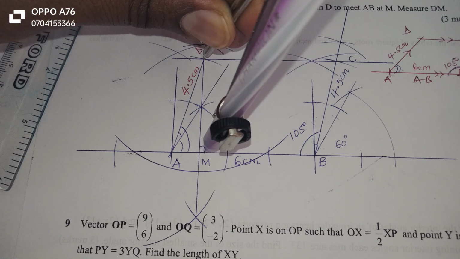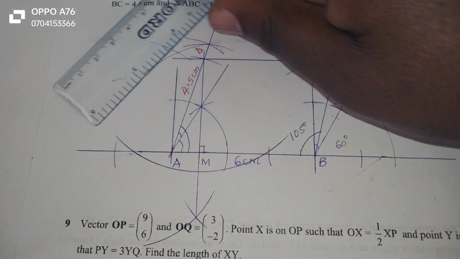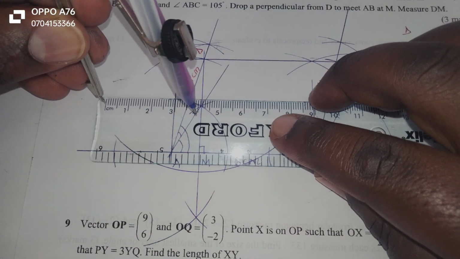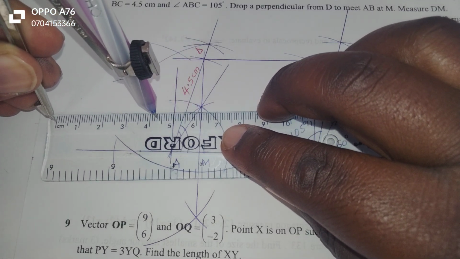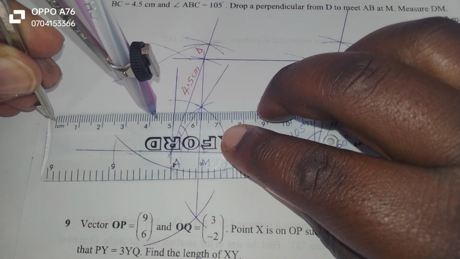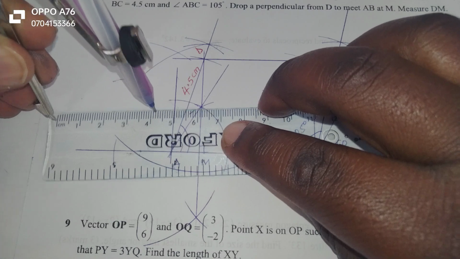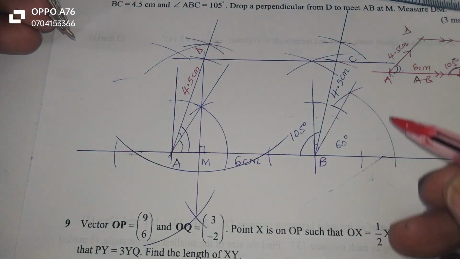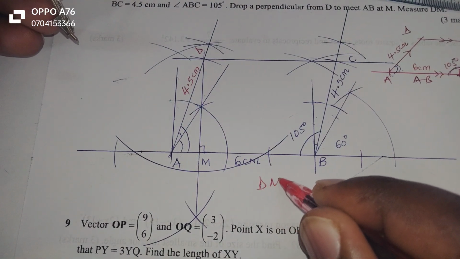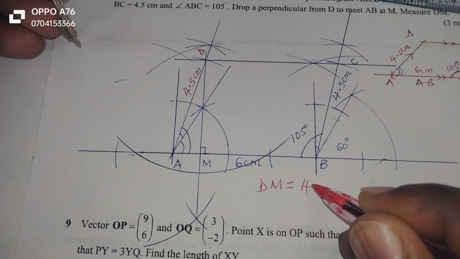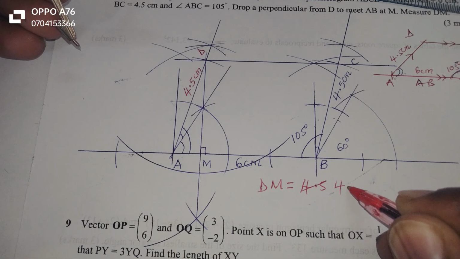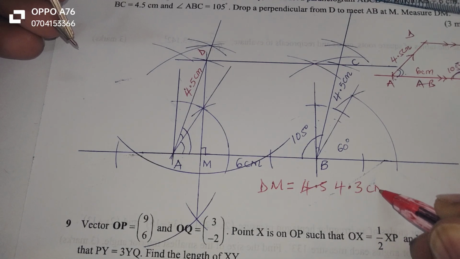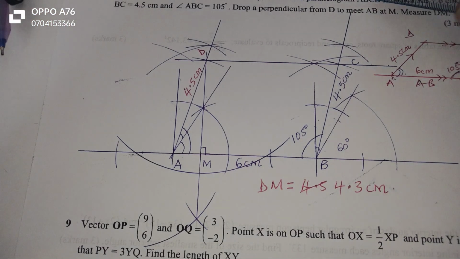So I need now to go to my ruler with this radius so that I may determine the length of DM. From the 0 mark, this is taking me to exactly 4.3 centimeters. Therefore, the length DM equals 4.3 centimeters. So that is how we go about such a question.